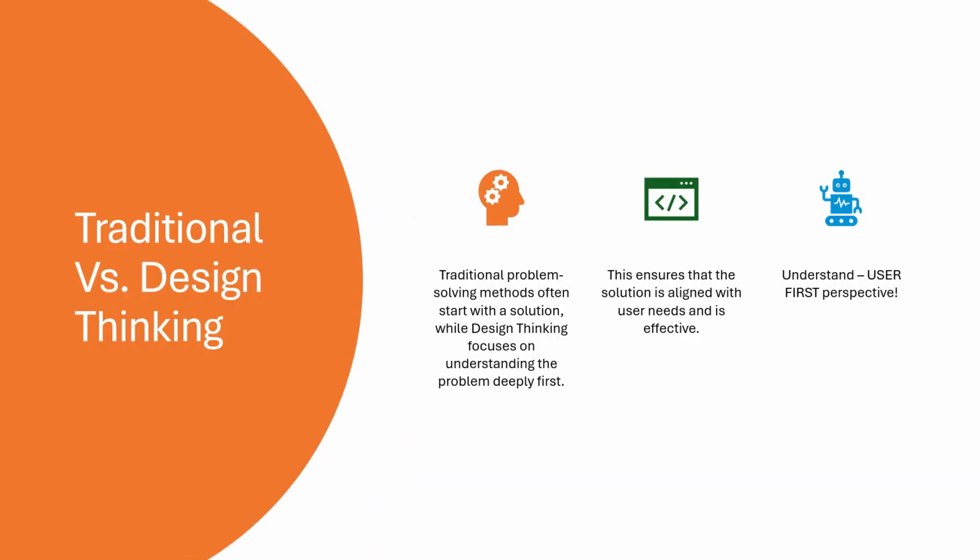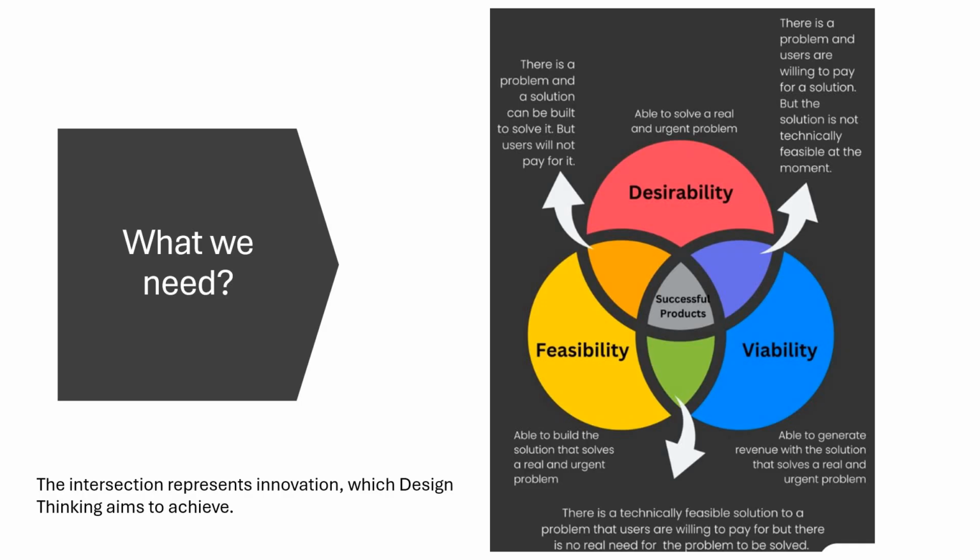Let's understand the differences between traditional thinking and design thinking. Most traditional problem solving methods start with a solution. But design thinking always focuses on understanding the problem deeply first, so that we ensure the solution is aligned with what the user needs, so that the solution becomes super effective for the user. This way, when you analyze the problem first, you get a better solution and the solution can be more usable by the user. This is called the user perspective. Traditional methods start with a solution, but design thinking focuses on the problem deeply first. Understanding things first is the more important approach.